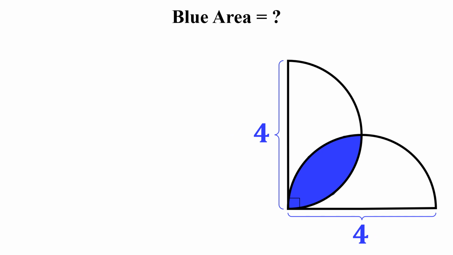The question is, we have two semicircles and the diameter of these two semicircles are 4. We need to calculate this blue area. How can we solve this?